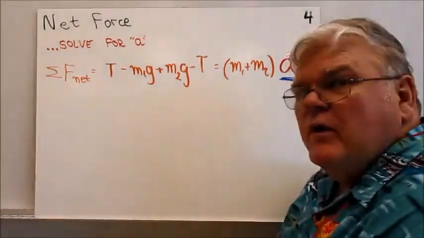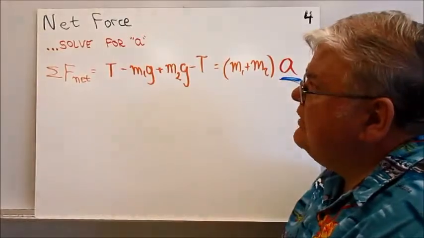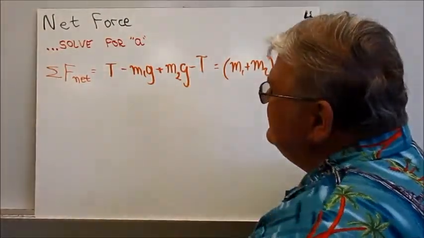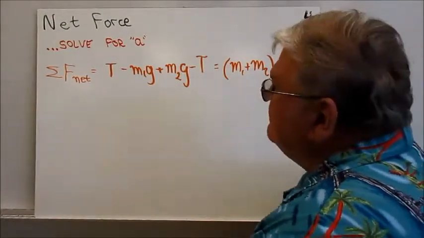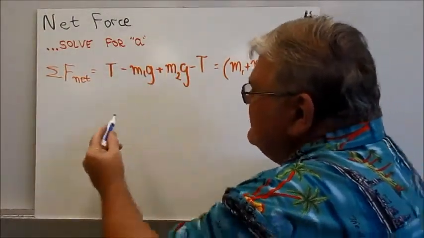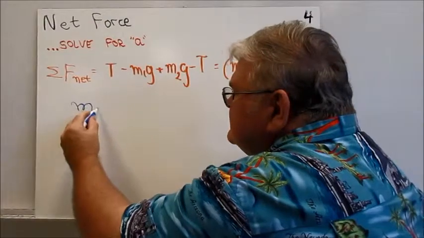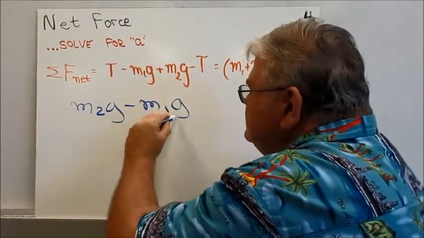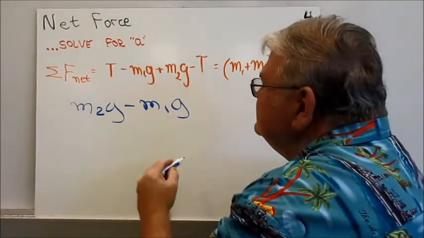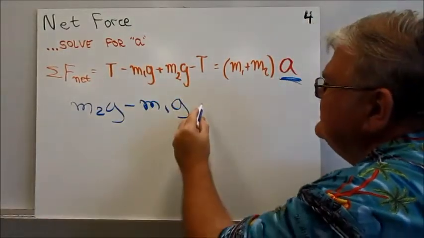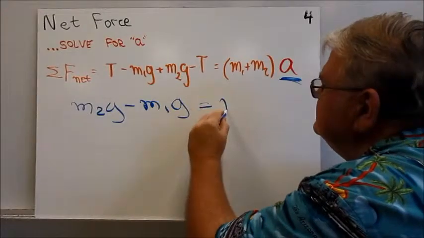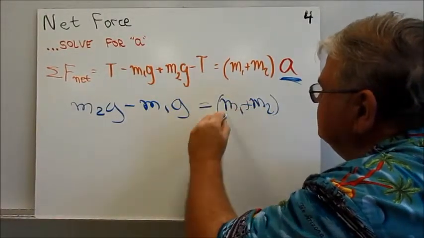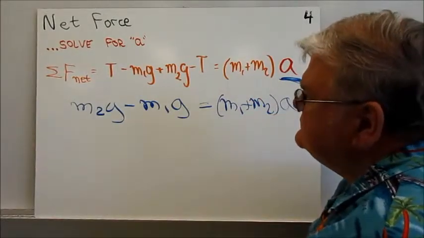So you're back to equation rearranging. Time to go in there, work things out. Now, if you can see, your tensions go out. So don't worry about it. Let's bring these two down. M2G minus M1G. That's all you have on that side. It's going to equal M1 plus M2 times A on this side.